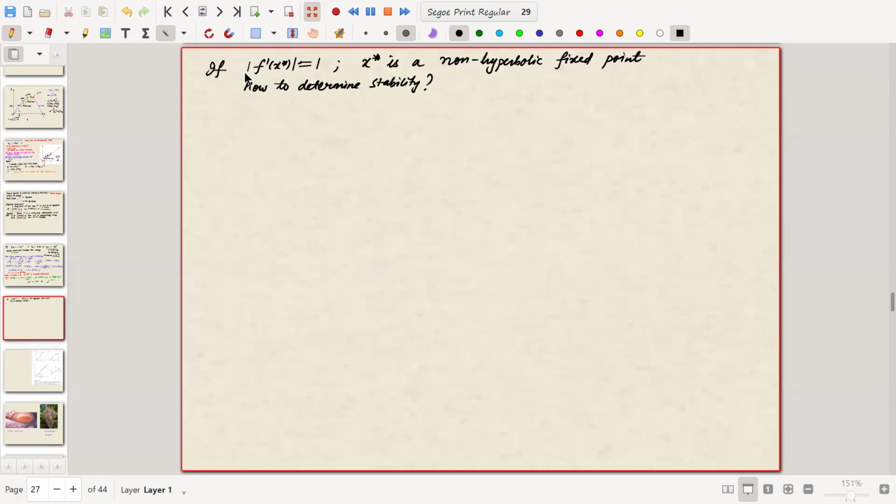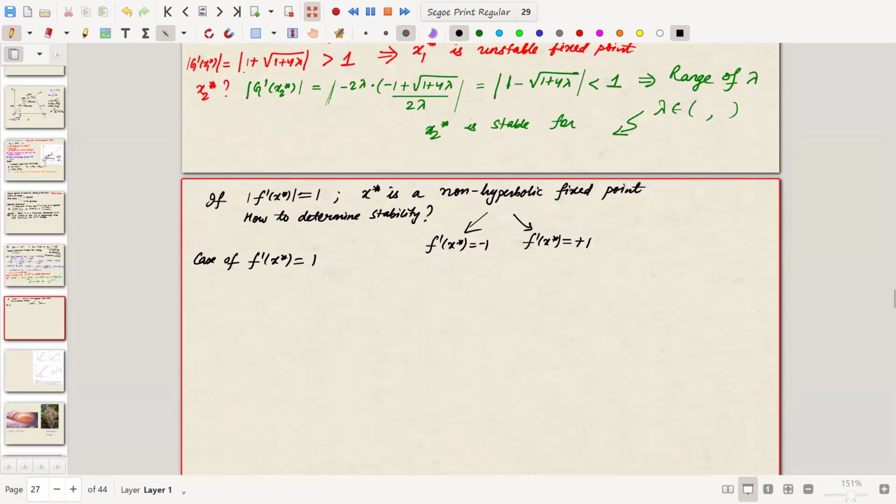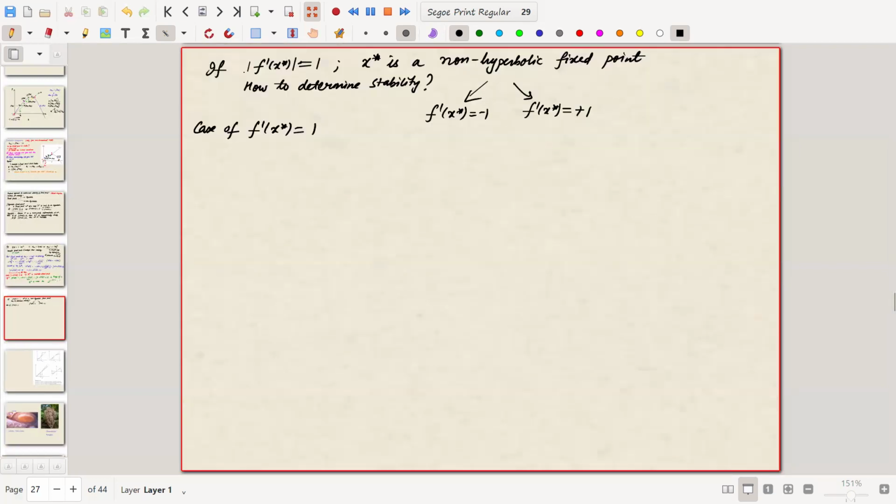Okay. How to determine stability for this case? That means for a non-hyperbolic fixed point, how will you determine stability? So this will lead to two cases. We will consider the case of f prime x star equal to minus 1 and f prime x star equal to plus 1 separately. There doesn't exist a single theory which can cover this. Let us consider the case of f prime at x star equal to 1.